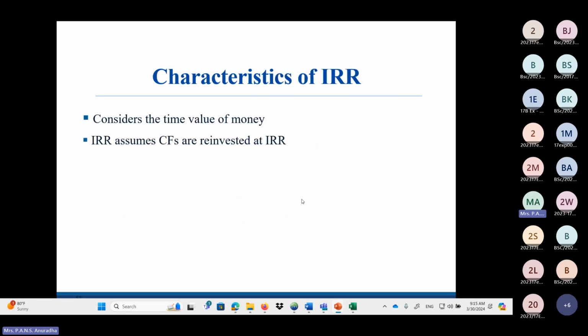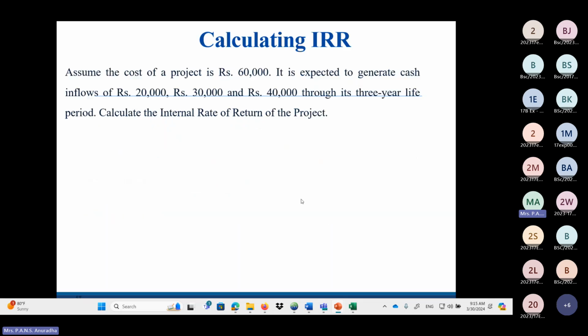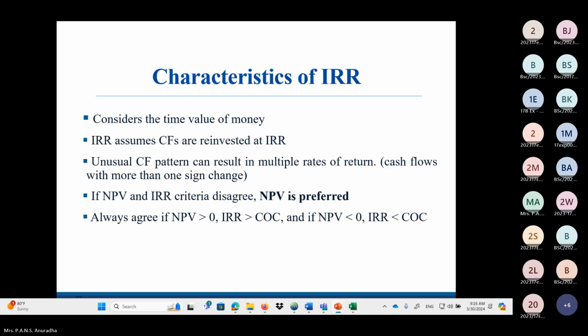So now let's see how to calculate the IRR. Before going to that, look at these characteristics of the IRR. It considers the time value of money. Yes, because IRR we calculate based on time adjusted cash flows, not the non-discounted. Time adjusted cash flows are used. This one is very important.